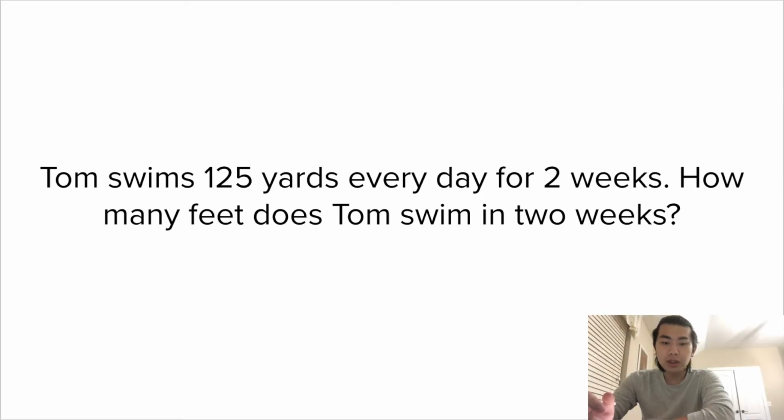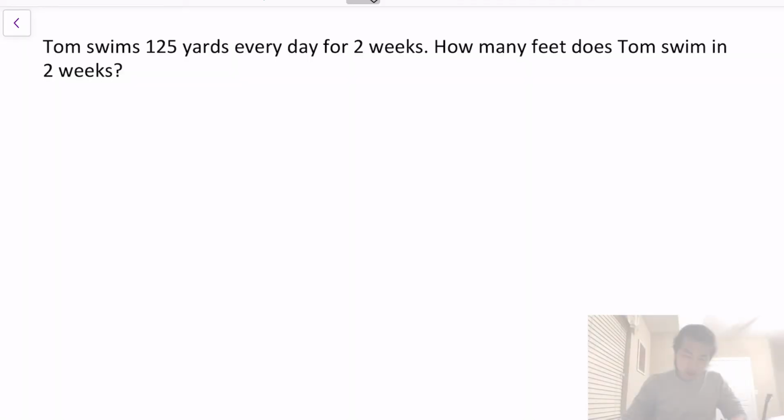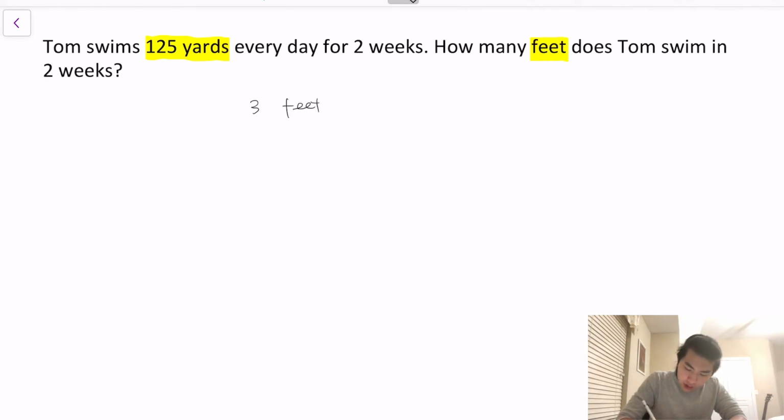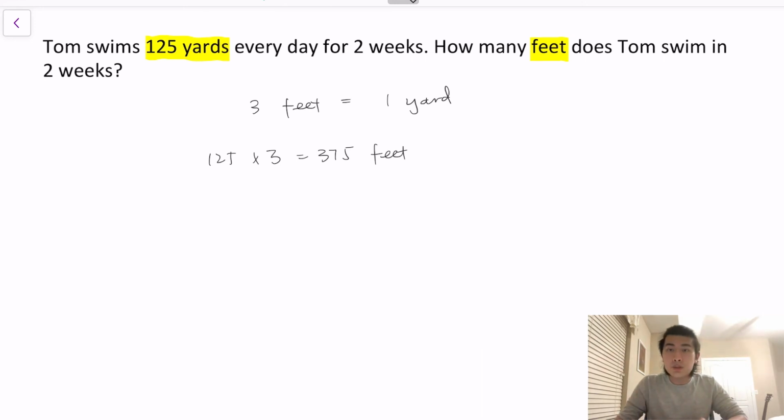So Tom swims 125 yards every day for 2 weeks. How many feet does Tom swim in 2 weeks? So like before, let's highlight the units. We have 125 yards and we're converting that to feet because it's asking how many feet does Tom swim in 2 weeks, right? And I can remind you that there are 3 feet in each yard. How do we proceed from there? You can pause the video and think about it. Now, if you answered 125 times 3, then you're correct. And the answer should be 375 feet. And this is how much Tom swims every day.